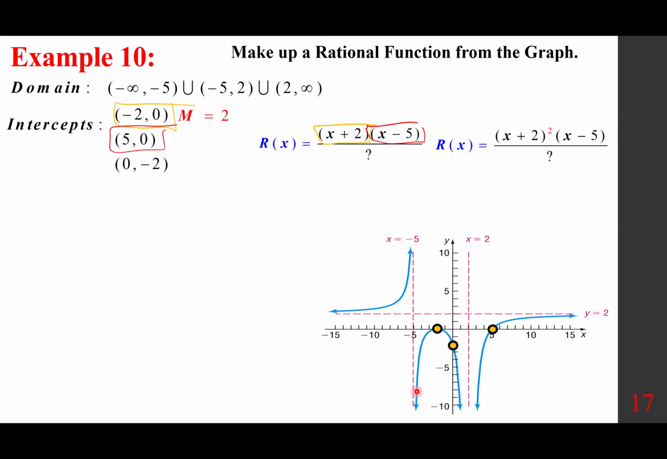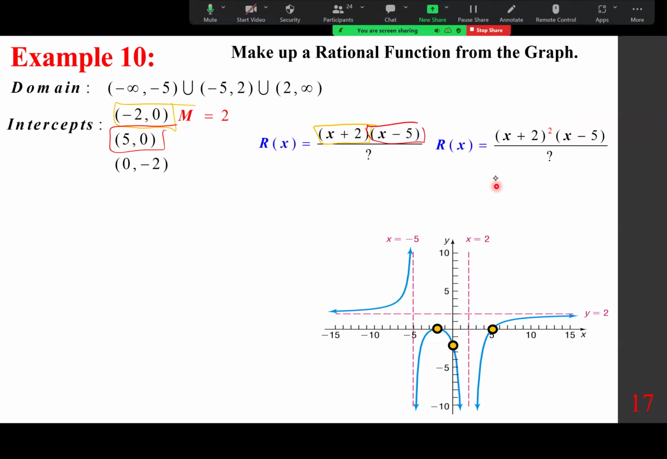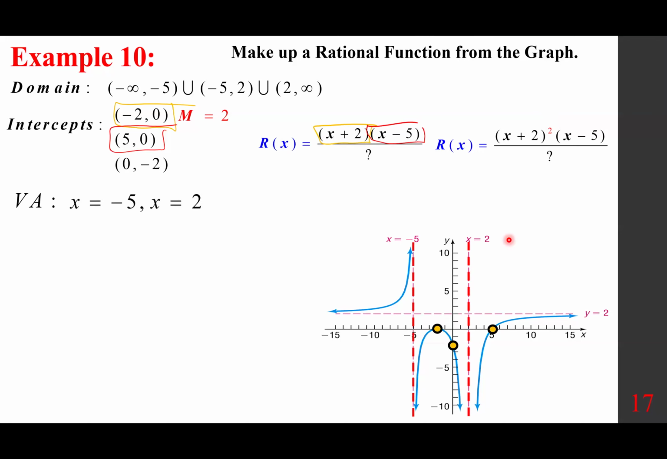What else do we notice? Vertical asymptotes, x equals -5, x equals 2. This one, x equals -5. This one, x equals 2. So we notice those.